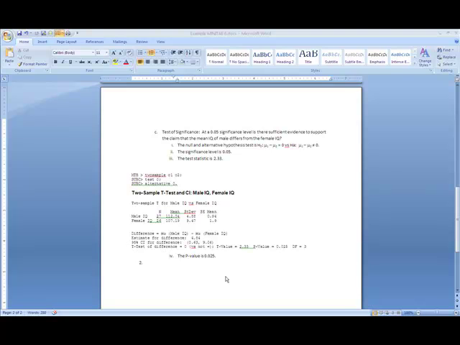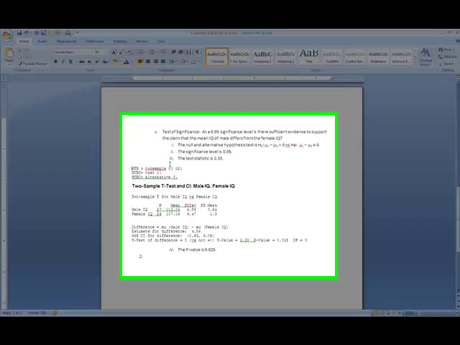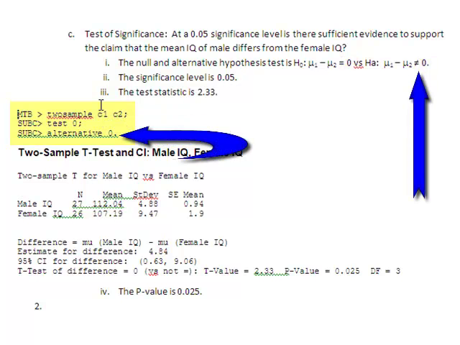Well, welcome back. We're finishing up Part C of our MINITAB 6 assignment. So I have copied and pasted into my document the MINITAB results and commands that I used to do my hypothesis test. The commands are two-sample. Of course, my data was in columns C1 and C2. My null hypothesis value is 0, and the alternative, since it's a two-tailed test, is not equal to 0.